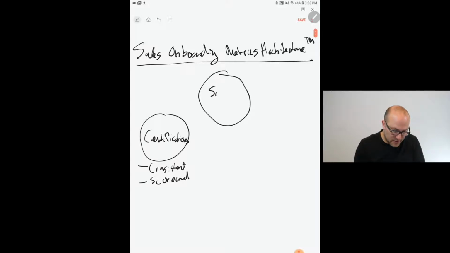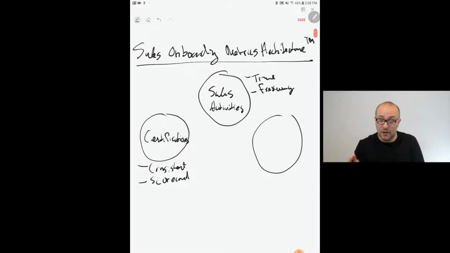The second piece here, make a circle here, is on actual sales activities. And the metric we want to track here is how fast do they get to that first activity. So is it getting on the phone? Is it doing a demo? Is it having a conversation? How fast can they get onto that activity, number one? And then the second piece is how many activities can they do? So what's the frequency of doing it?